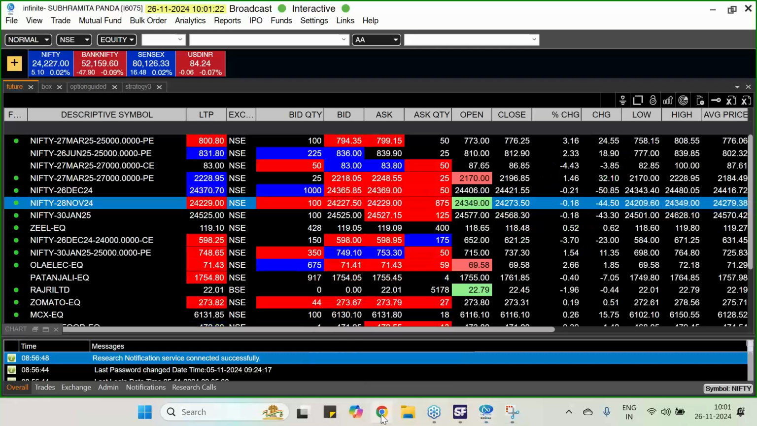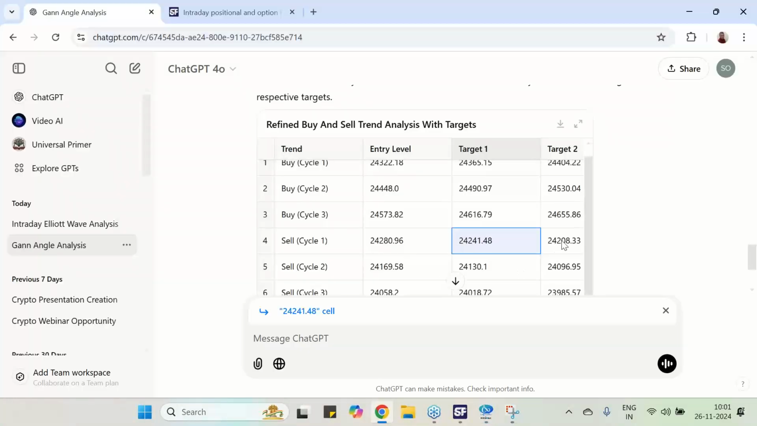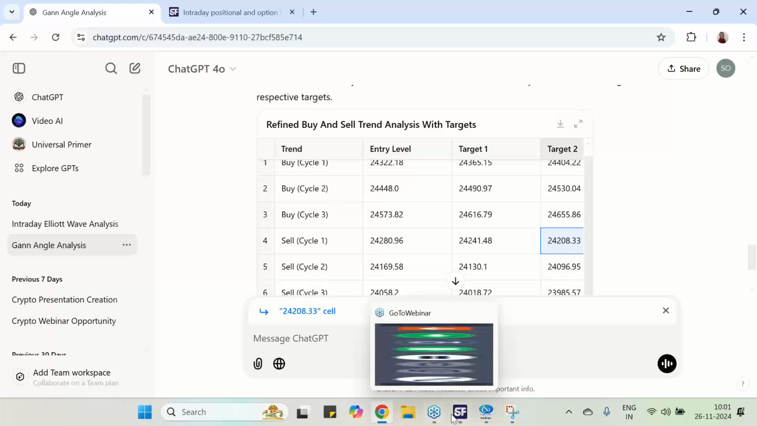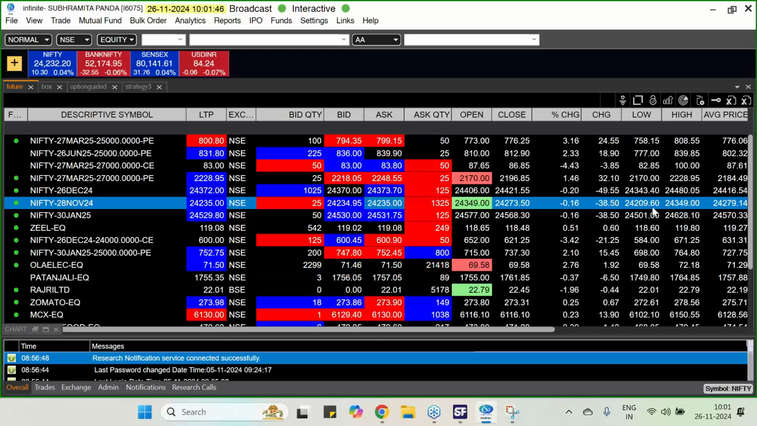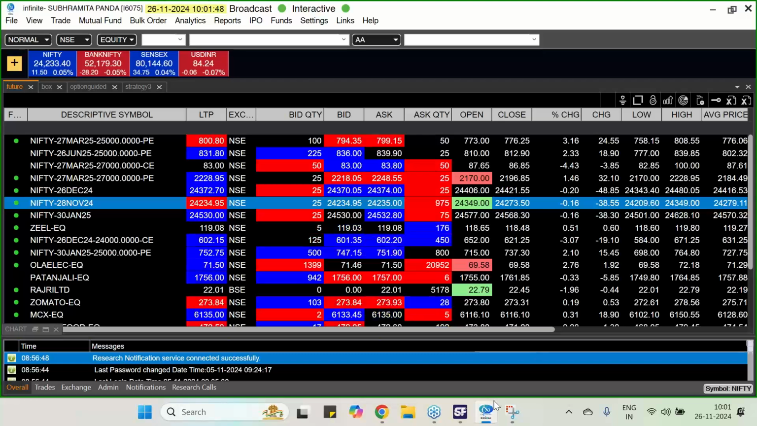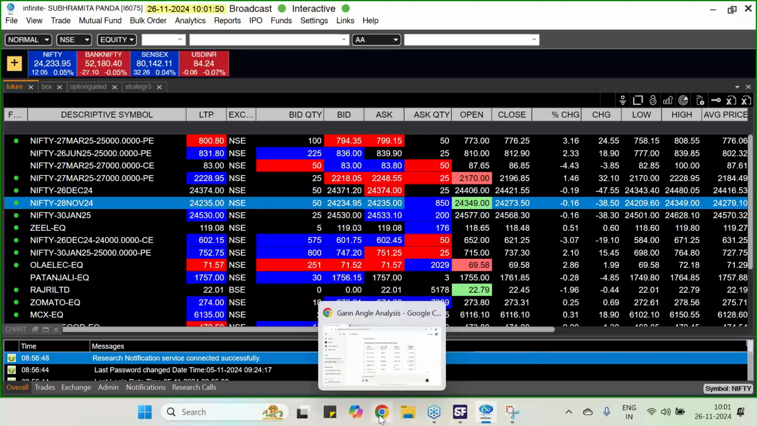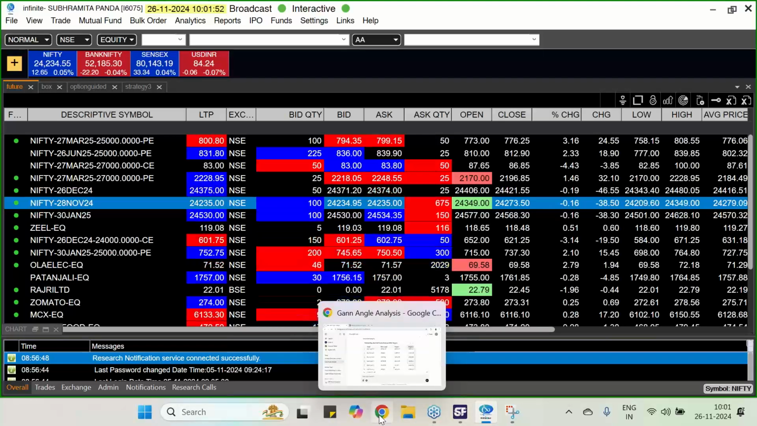209.6, 209.6. थोड़ा देखते हैं या क्या ये क्या दिया था. सो सी हियर सेल साइकिल 280.96, 41 ये आया एग्जैक्टली 24,208.3. इसी में साइकिल 1 का कंप्लीट हो गया. 24,208.3 साइकिल 1. गैन एंगल कंप्लीट हुआ 209.6. 1 रुपया का डेविएशंस में ये कंप्लीट हुआ. यहीं से रिवर्सल हो रहा है.